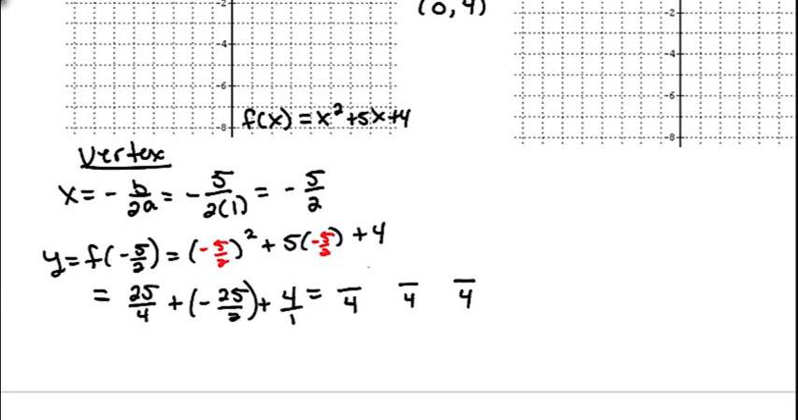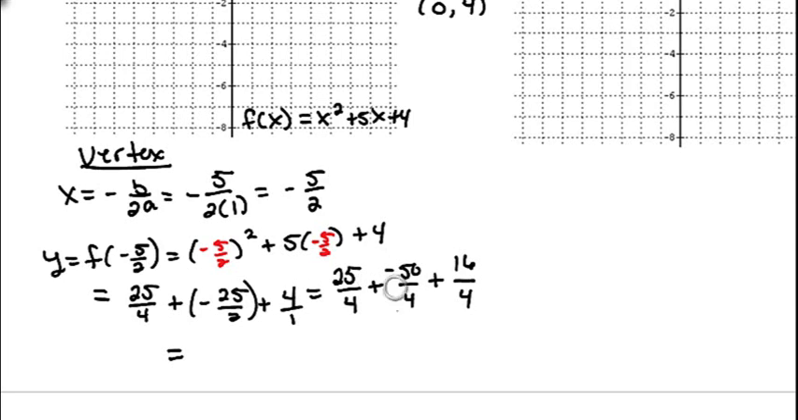So we don't have to do anything with our first fraction. This fraction we have to multiply both the numerator and denominator by 2 to get the 4 in the denominator, and so that would be negative 50. And then we have 4 over 1, and we need to multiply both top and bottom by 4, and so that's going to be 16/4.